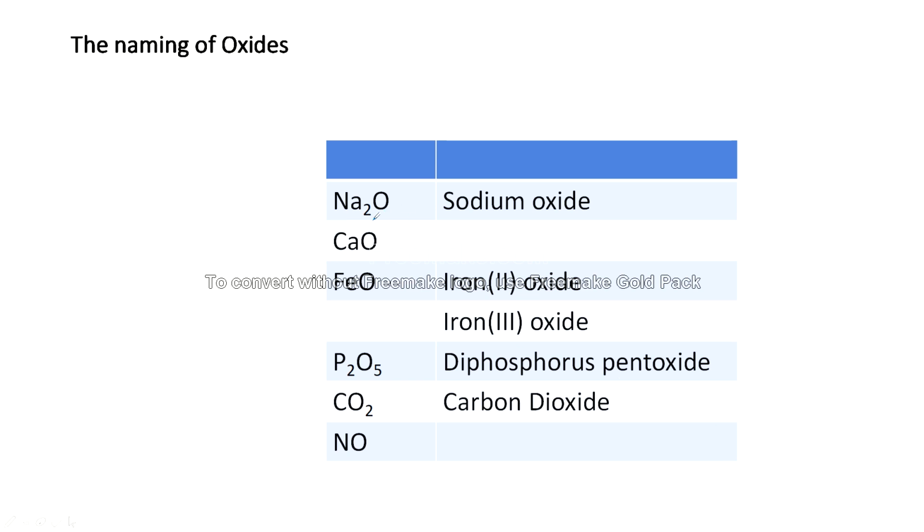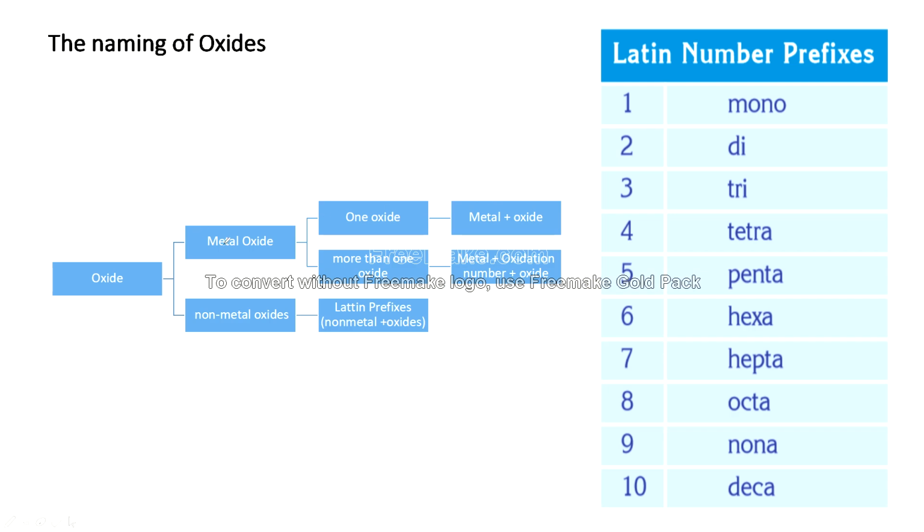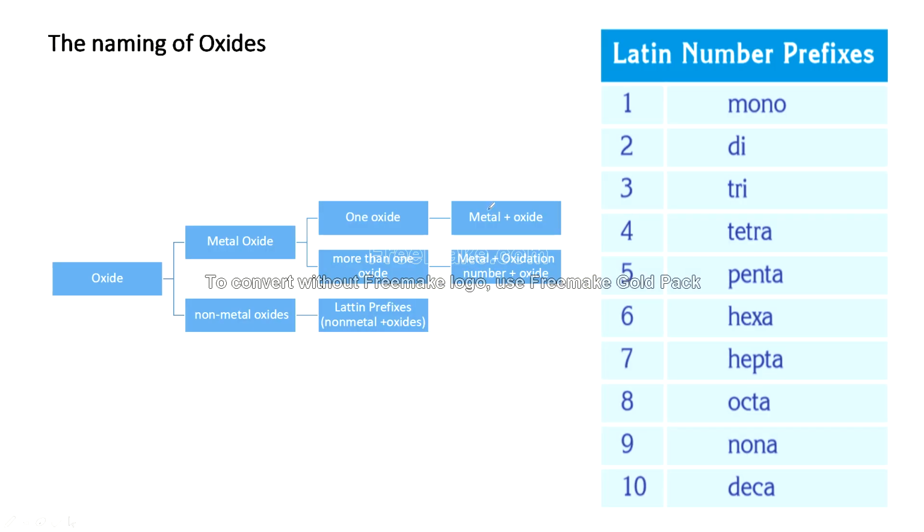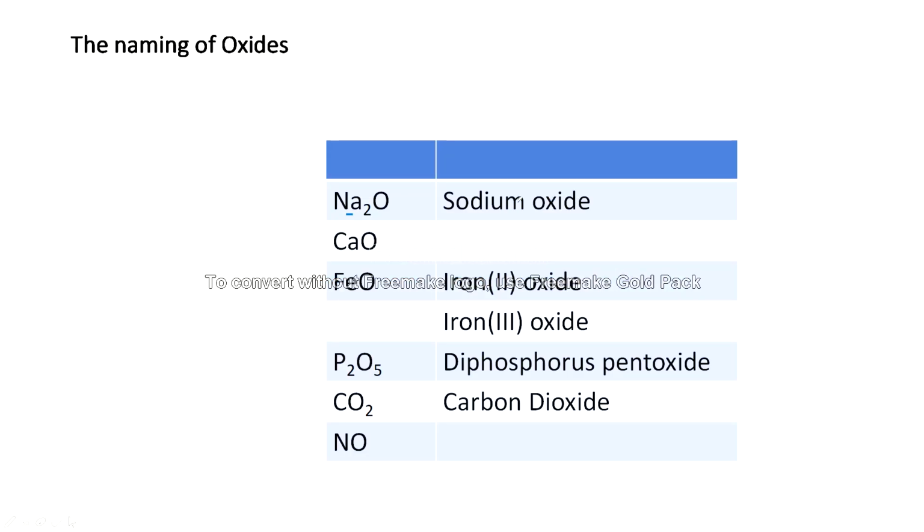Okay, so the first one, what is sodium? It is a metal. So we have the name of the oxide: we have the name of the metal and the word oxide, but then we need to know if there is more than one possibility. No, so we have the name of the metal and oxide: sodium oxide. Calcium and oxygen. That is also a metal, and there is no possibility of another oxide, so we say the name of the metal, that is calcium, and then the word oxide.